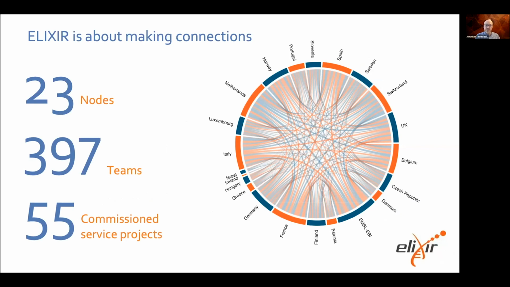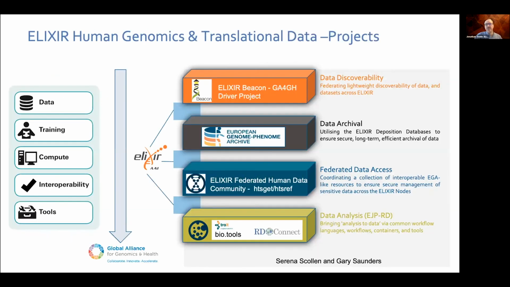But as I say, across those 23 nodes, founding nodes, if you like, there are about just under 400 institutions affiliated. And although we don't run most of the services that I'll speak about, we coordinate those and we do commission projects and services in order to federate those and to make use of those. So the kinds of challenges in particular we try to address are shown here in terms of human genomics and translational data. So that's obviously a very big area of focus for us.